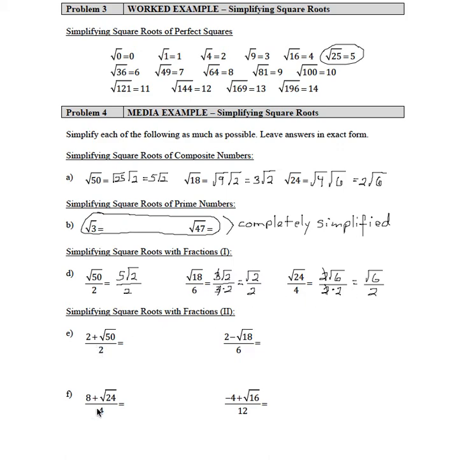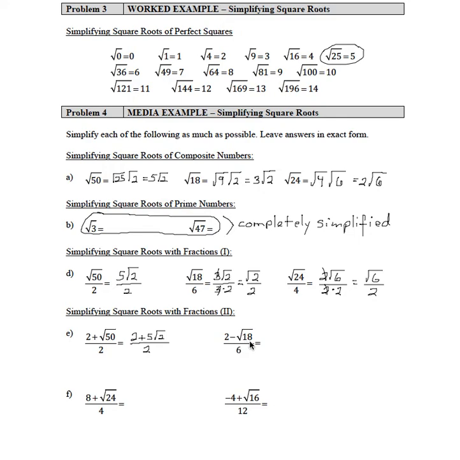Parts E and F, we're going to simplify square roots with fractions that are a little bit more complicated. So again, I'm going to use information that was computed in part A. 2 plus the square root of 50 over 2 is 2 plus 5 times the square root of 2 over 2. Now, one thing you're going to have to be careful of is do not cancel these 2's. 2 is not a factor of the numerator. It has to be present in both terms. I have to be able to factor it out of the numerator in order to cancel it with the 2 that's in the bottom.